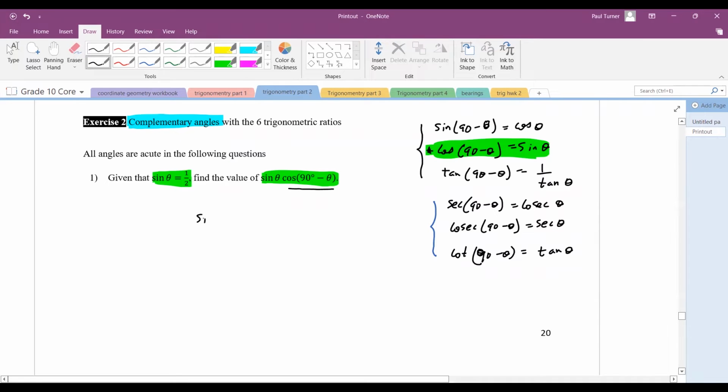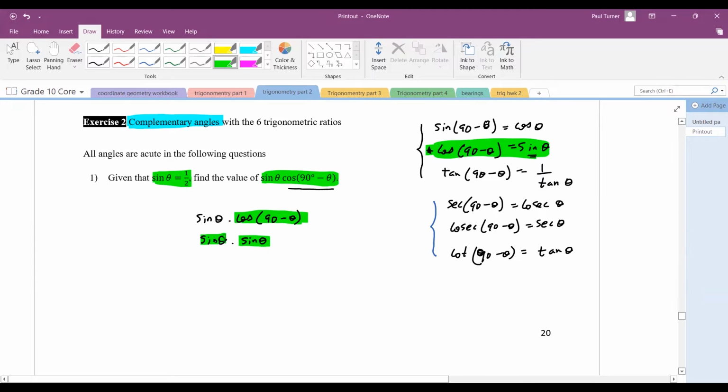So we'll write sine theta times cos 90 minus theta. Well, sine theta is sine theta, and we know that's going to be a half. So let's just keep that as sine theta. Now, cos 90 minus theta is the same as sine theta. Basically this cos 90 minus theta, the complementary angle, was changed to the other angle on the other side of the triangle, if you can visualize that.